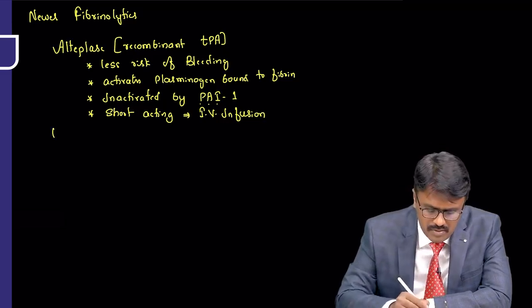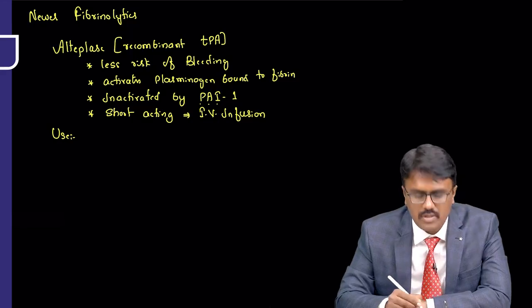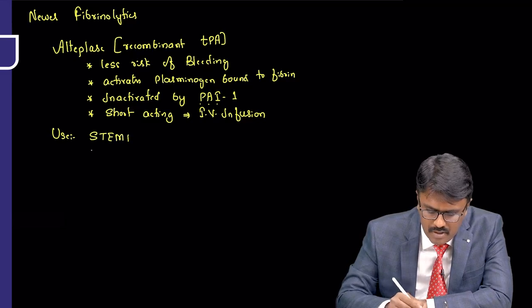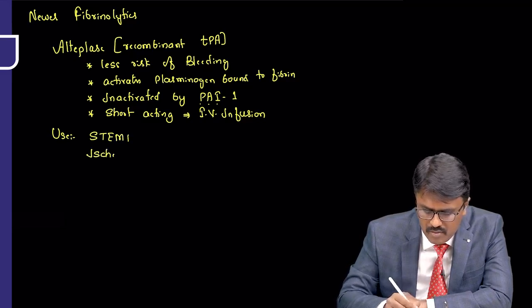Now where to use it? The drug alteplase is used for ST elevation MI. It is used in ischemic stroke.